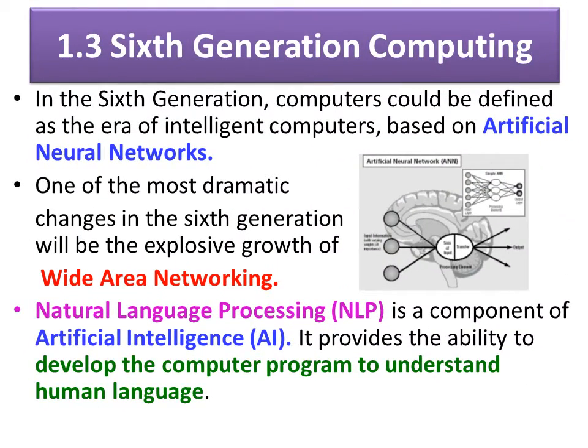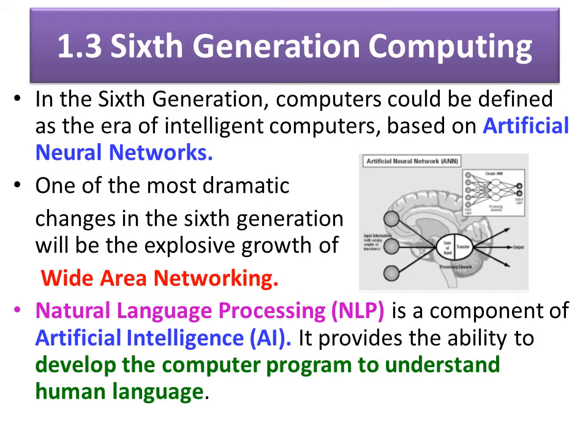Children, now we will see the sixth generation computing. The sixth generation computing is defined as an era of intelligent computers based on artificial neural network. Children, an artificial neural network is an attempt to simulate the network of neurons that make up a human brain so that the computer will be able to learn things and make decisions in a human-like manner. Artificial neural networks are created by programming regular computers to behave as though they are interconnected brain cells.